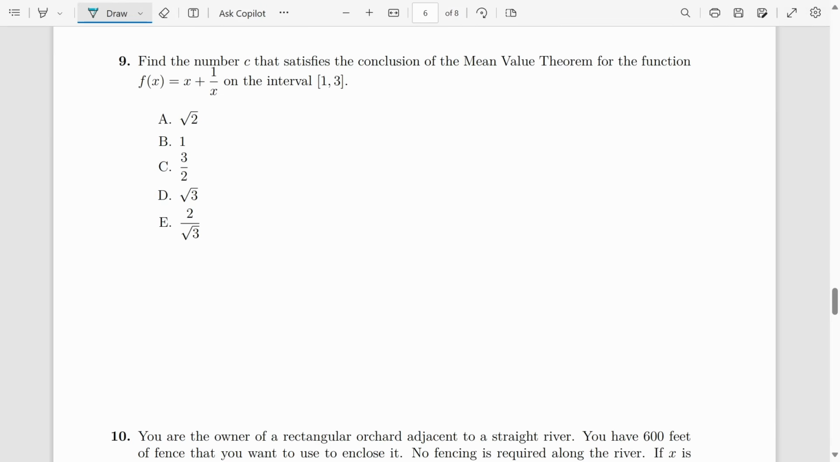Question 9. Find the number c that satisfies the conclusion of the mean value theorem for the function f of x equals x plus 1 over x on the interval from 1 to 3.